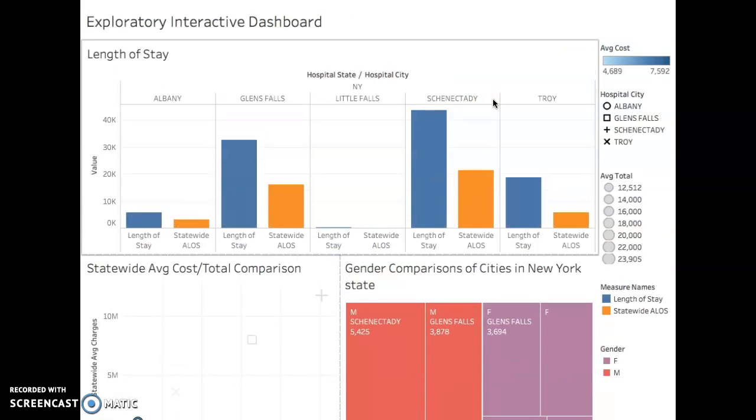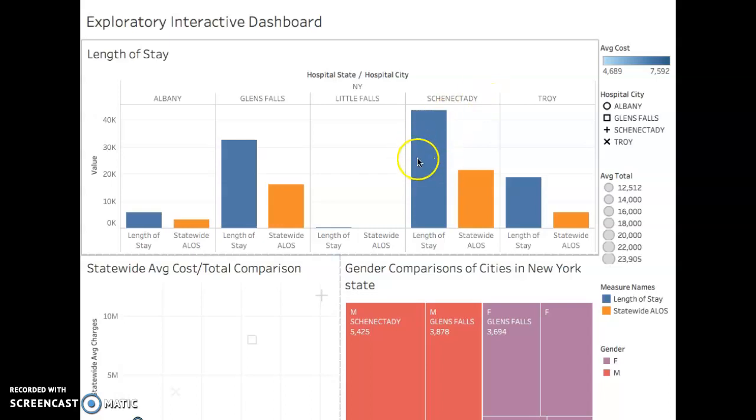The side-by-side bars show the comparison of the different city hospitals' length of stay versus that of the overall statewide average for the state of New York. This average was for the DRGs that had to do with delivery and joint replacement.